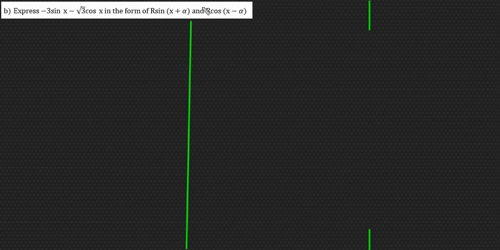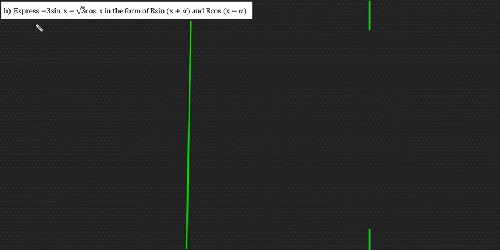Unless you are limited, like here in the question, where you've been told what to use, you are free to use any. You can use sine x minus alpha or cos x plus alpha if there is no restriction. So let us now begin with the first part.